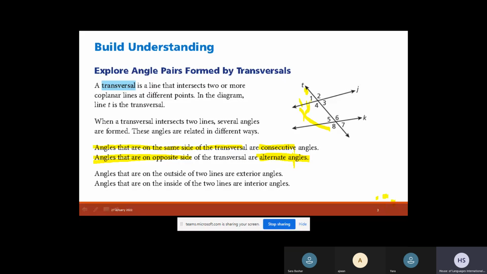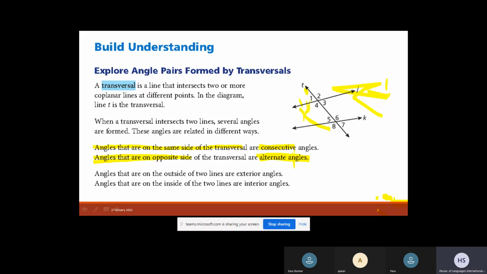Forget the numbers for now. 2 with 3, with 6 or 7, what do we call them? Consecutive angles, or like 1 or 4 or 5 or 8. They are on the same side. So here we have the transversal line, and the angles on the same side of it, like 2, 3, or 6, or 7, or 1, or 4, or 5, or 8, are consecutive angles.